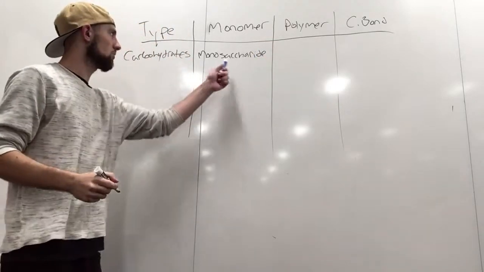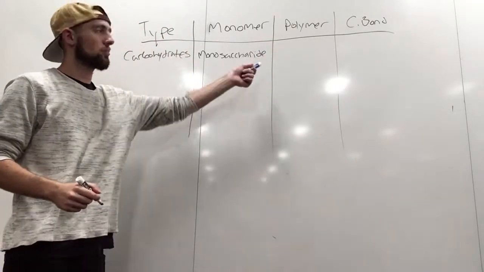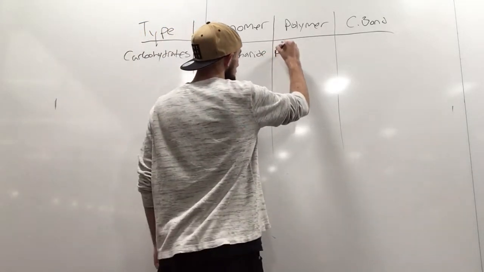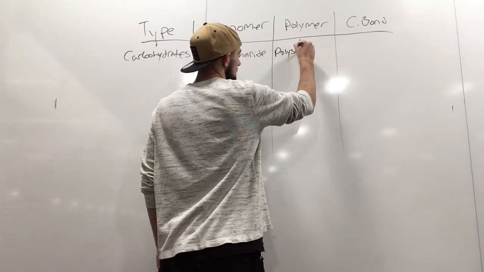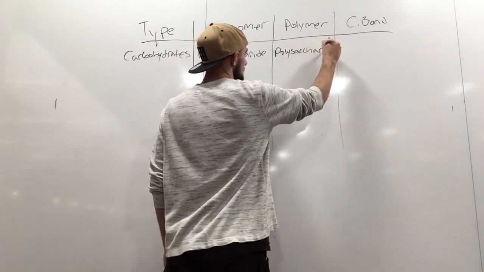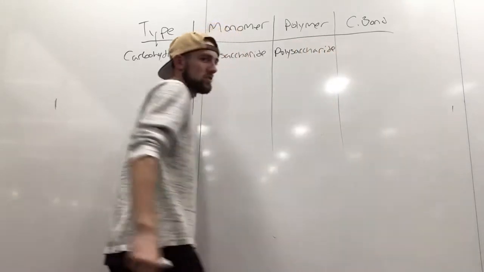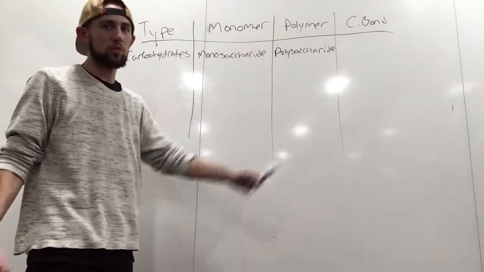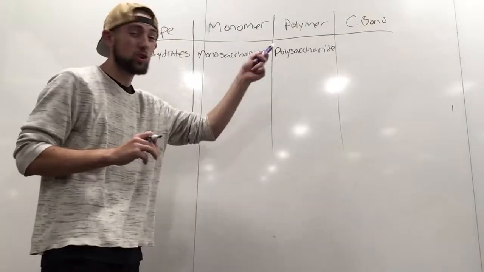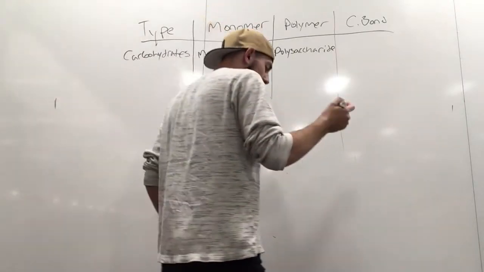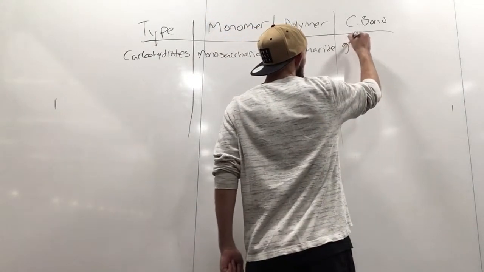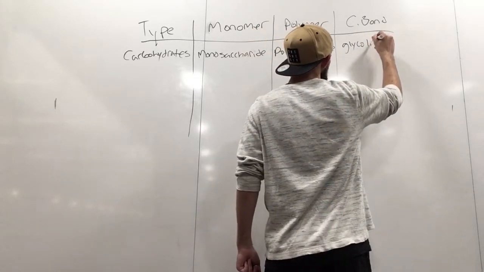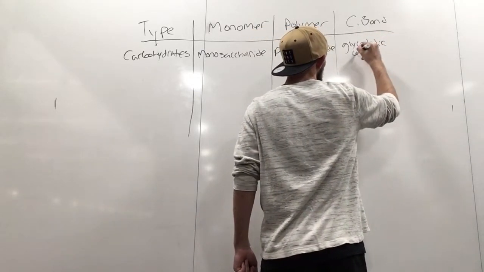Well, if the monomer is a monosaccharide, what is the polymer? Well, shocker, it's going to be a polysaccharide. Makes your life just a little bit easier. Now, it's not like sugar bonds, but it's pretty close for the covalent bond. The covalent bond is going to be called a glycosidic bond, meaning sugar bond. Okay.